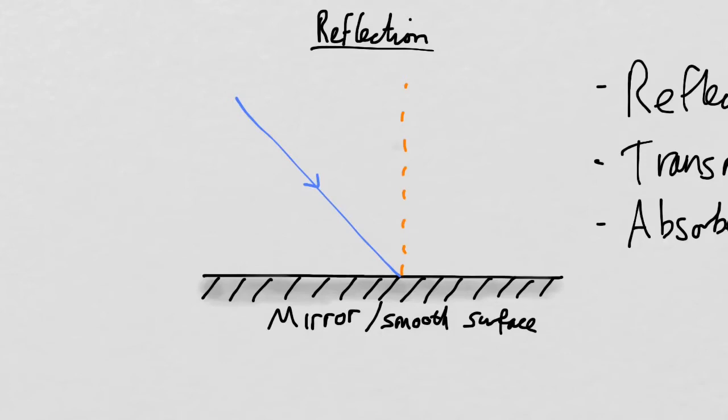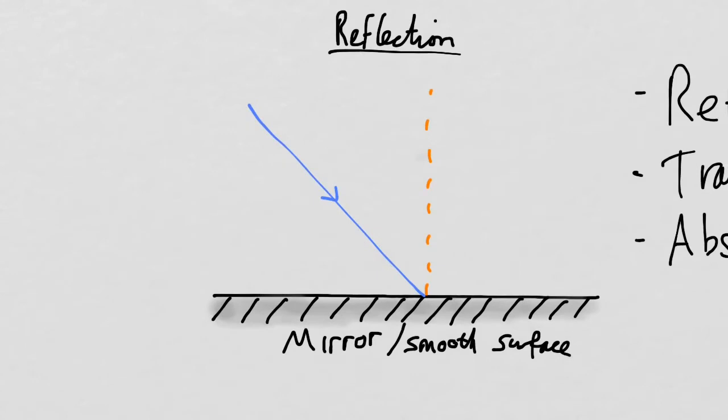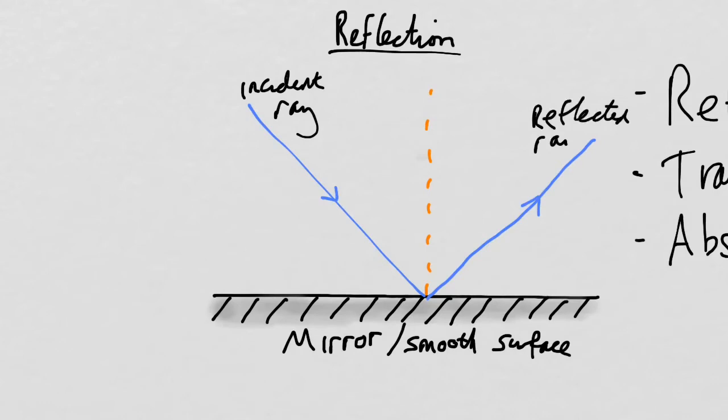Between the mirror and the air, that's where the ray is going to hit, so I draw my normal where the ray of light hits the mirror, at 90 degrees to it, perpendicular. Now I'm going to draw my reflected ray at the same angle to the normal as I drew my incident ray. This is my incident ray, and this is my reflected ray.